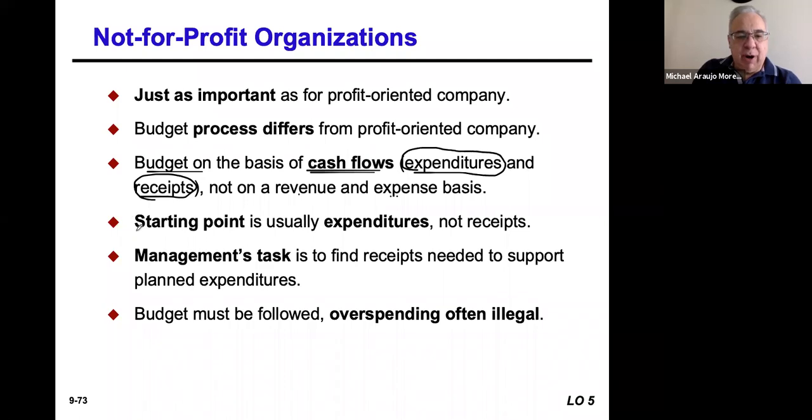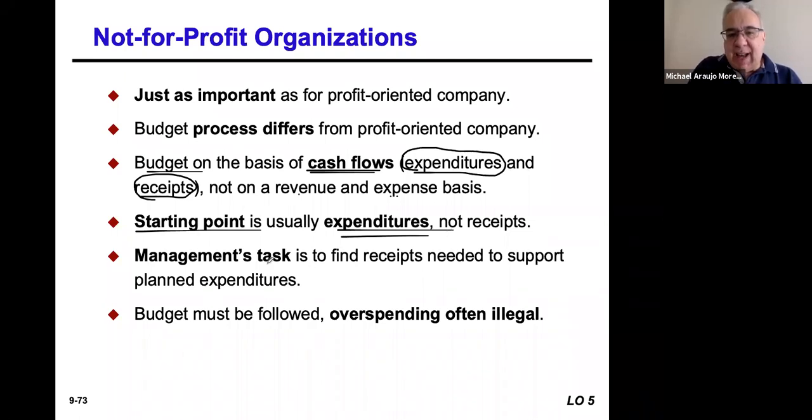But in a nonprofit, you start with expenses. You start with expenditures, and so you will go ahead and plan those expenditures accordingly, and make sure you're going to be able to carry out your mission. Nonprofits are mission based, so they have missions to carry out. So that's important for them to plan accordingly.